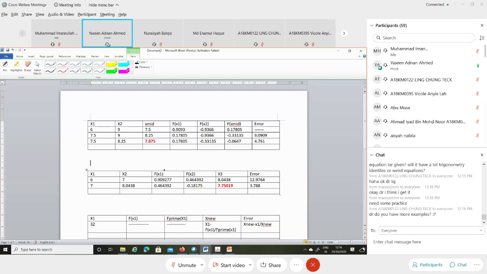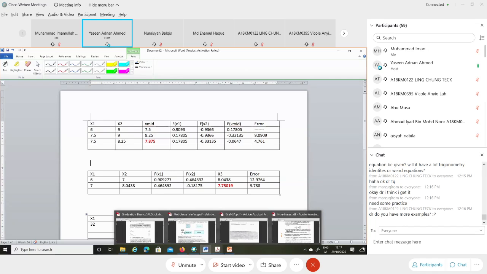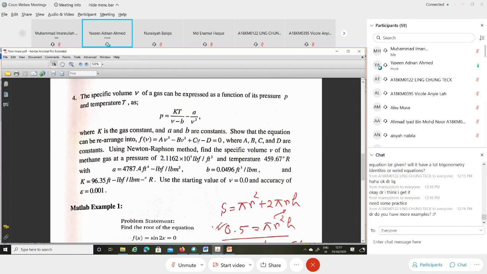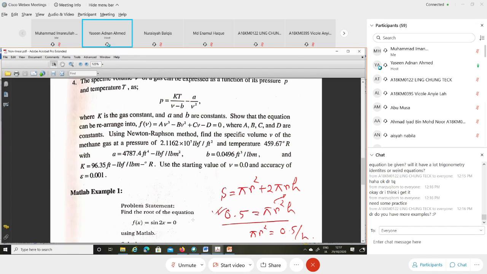Do you have more examples? Examples you can search on the internet. You can go to YouTube. More examples means you just solve these problems. If you solve all this form, if you have problems like this, solve these 3. Have you solved this one? This one you solve all. Should be okay for you. You need to understand the thing.